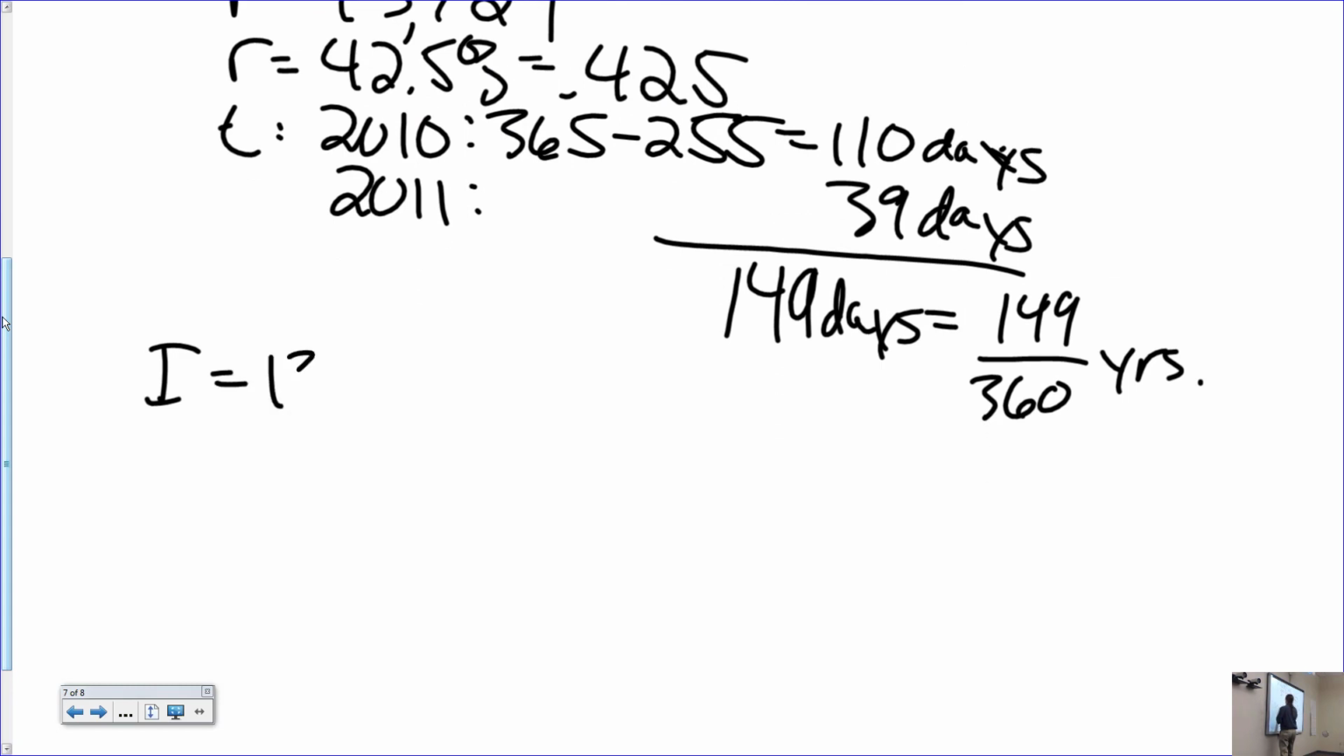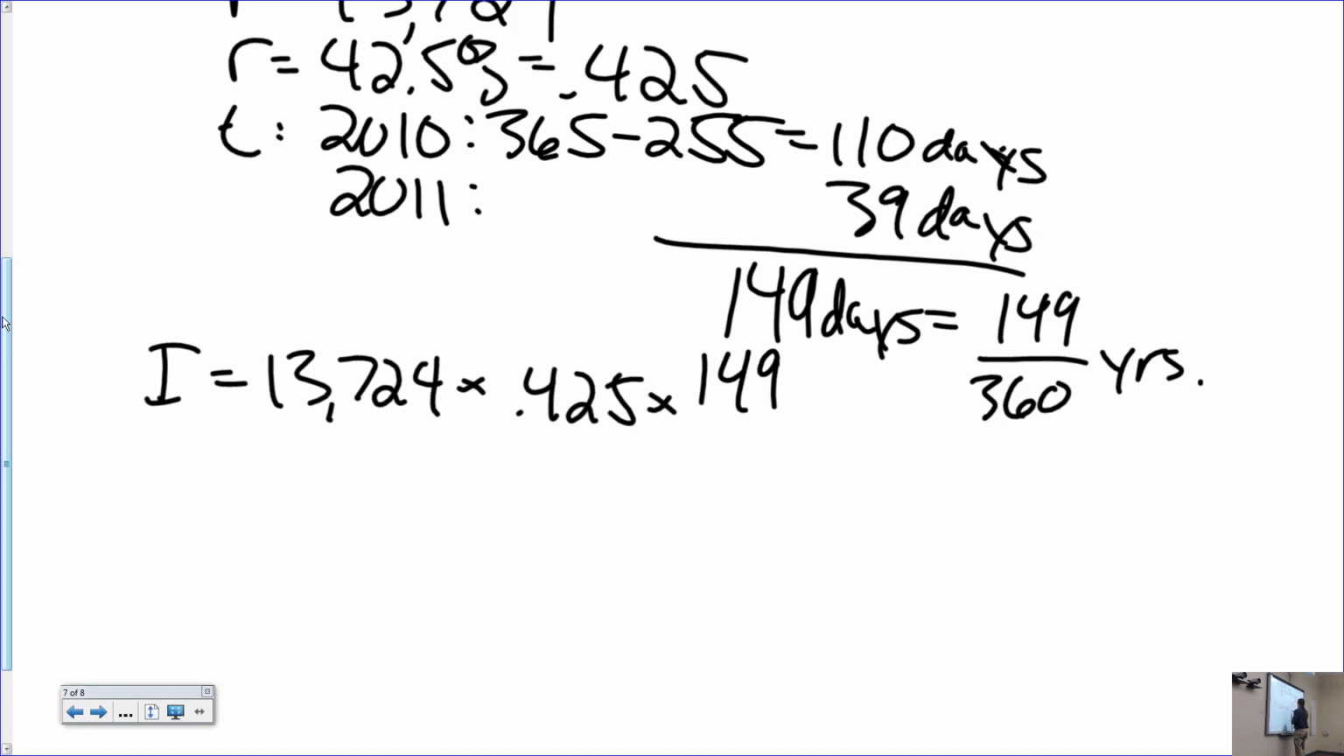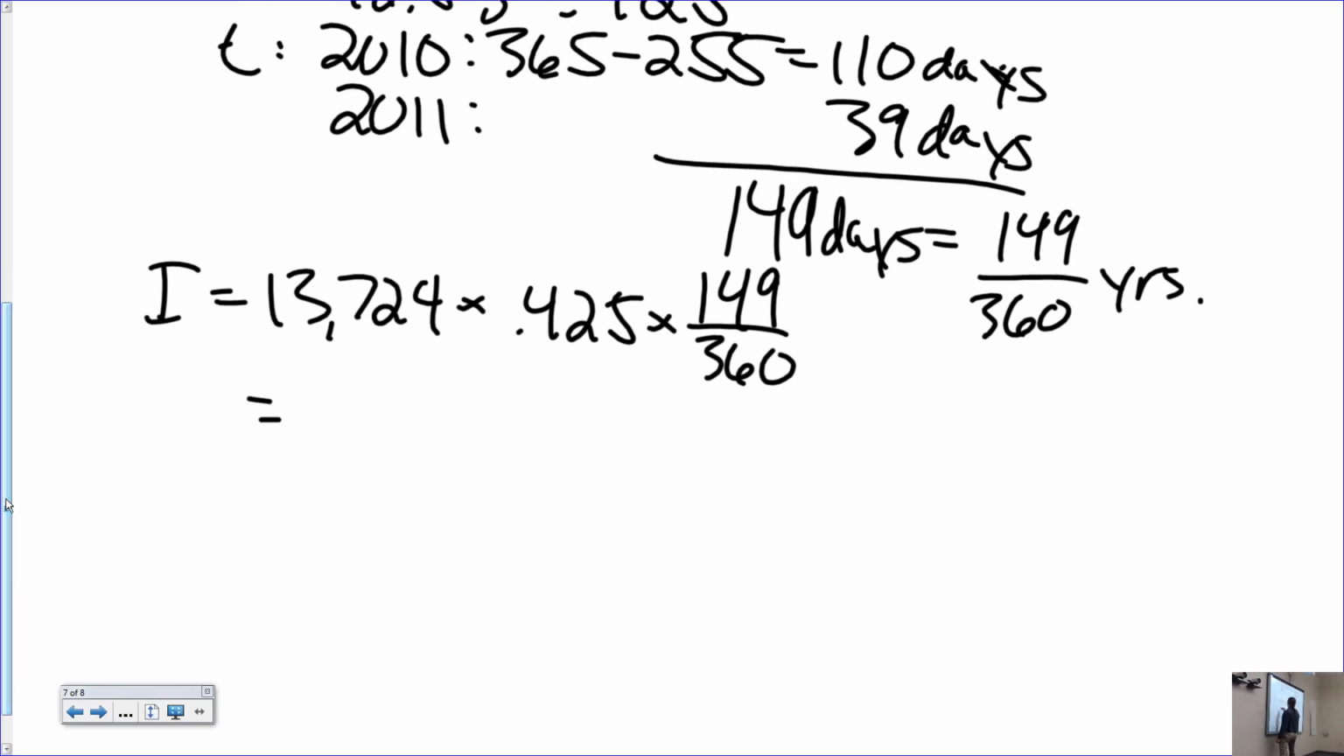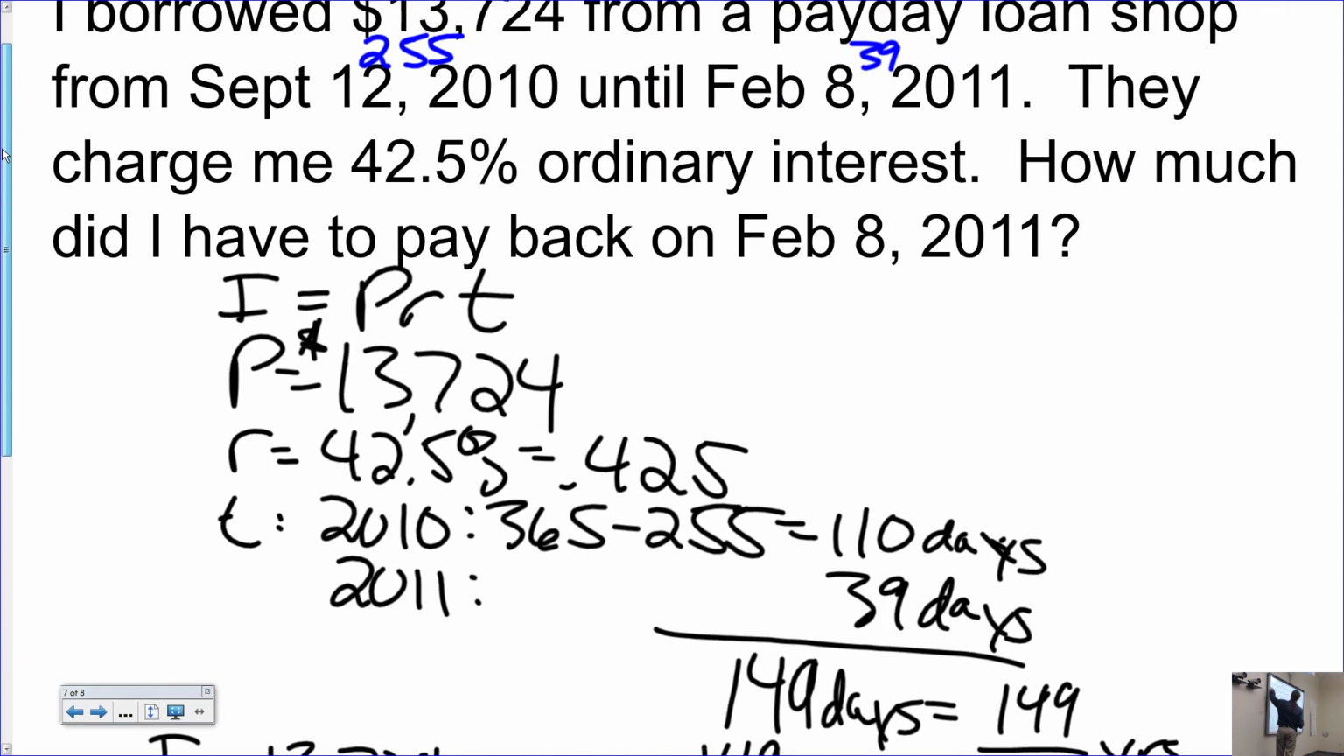So I is 13,724 times 0.425 times that awesome fraction, 149 over 360. What'd you guys get? 2,414.09. 2,414 and 9 cents. Is that what everybody else got? Okie dokie.